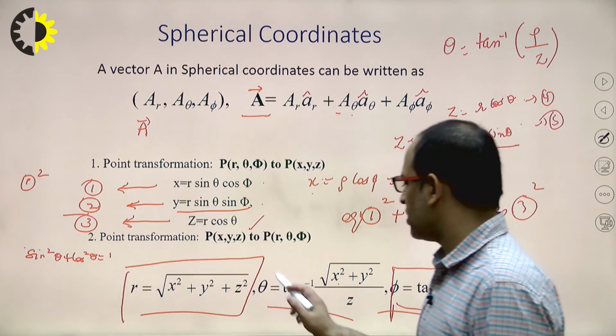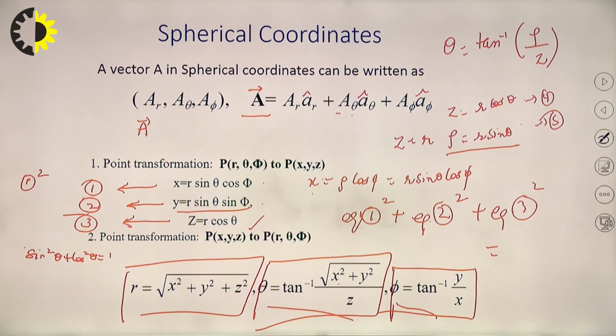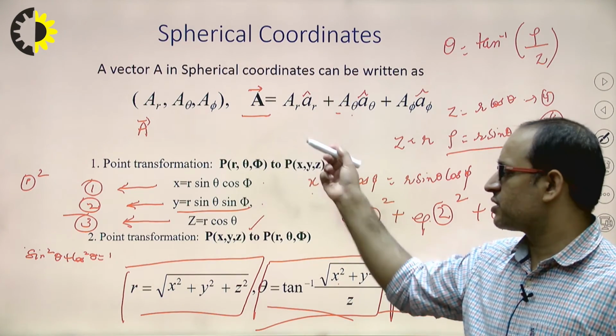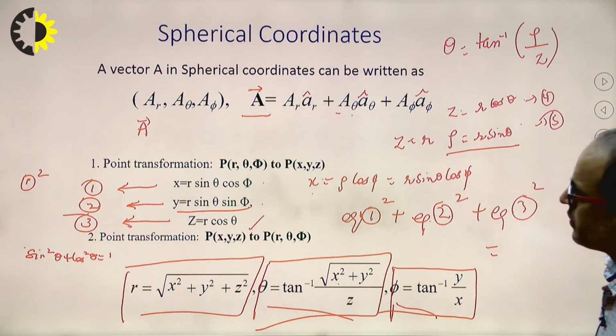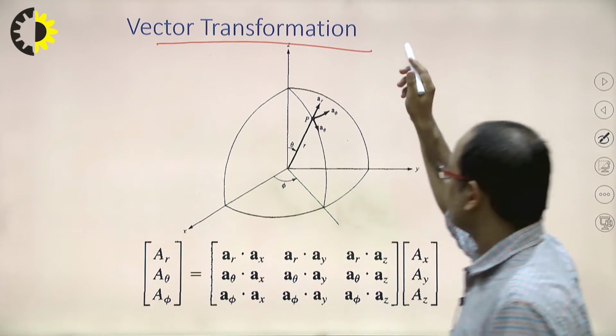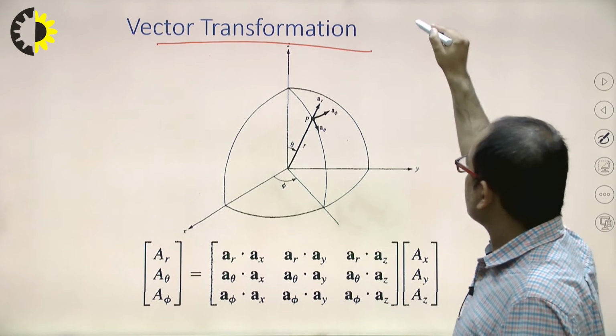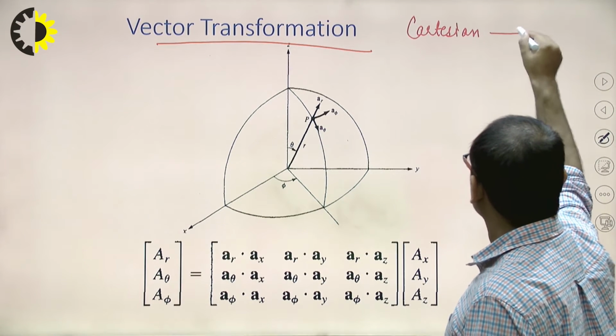So these three equations are very important for point transformation from the spherical coordinate system to the Cartesian coordinate system or vice versa. Now we will see the vector transformation from Cartesian to spherical.